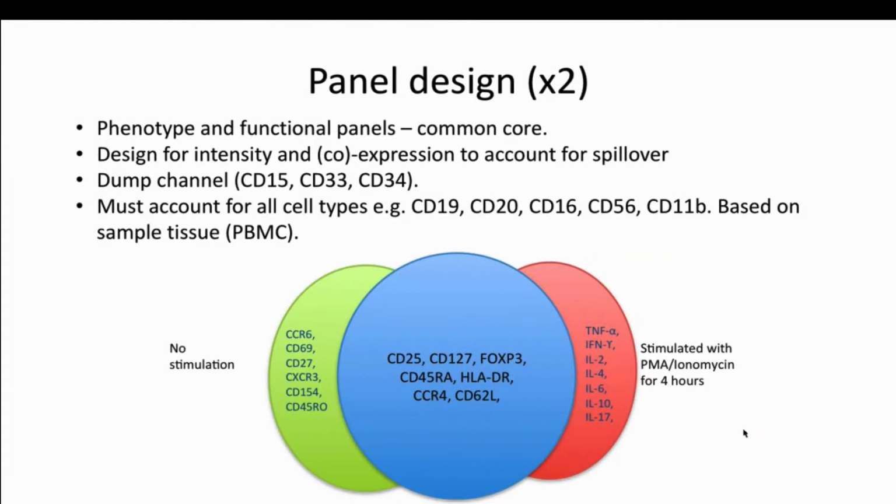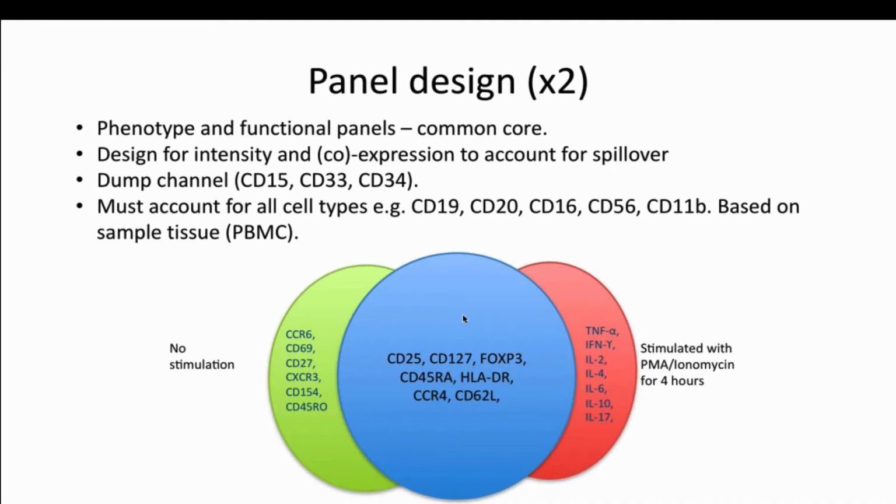So using those tools that we developed, we were able to design panels, but rather than have one panel to complete the whole experiment, this actually required two separate panels to enable us not to have to compromise on what you pick up in each panel. So there were two panels here. One was based on phenotyping and one was based on function, but they had a large overlapping common core. And that enables us to do a lot of analysis to see exactly what types of cells were in there.